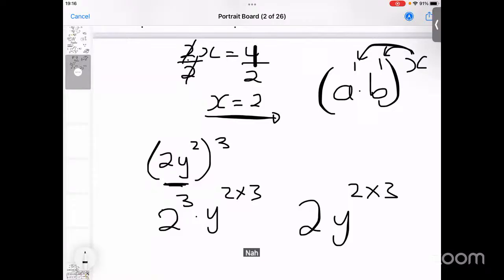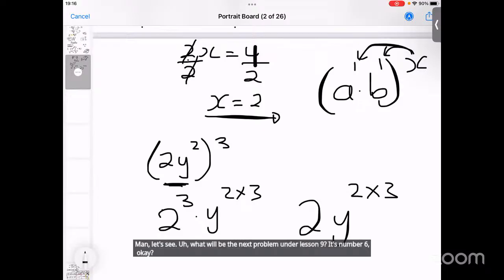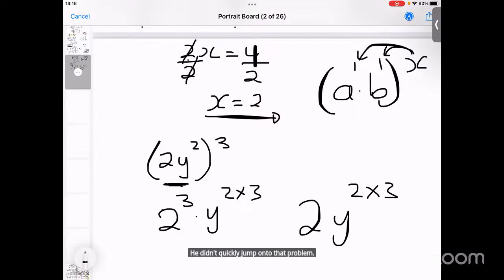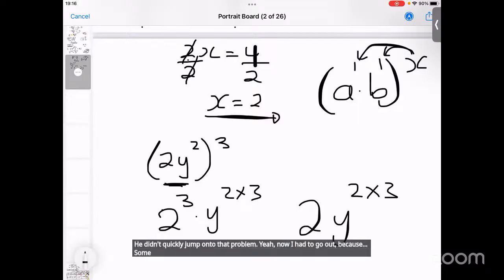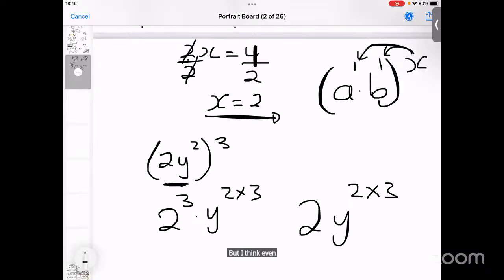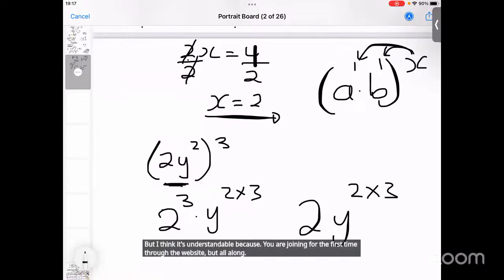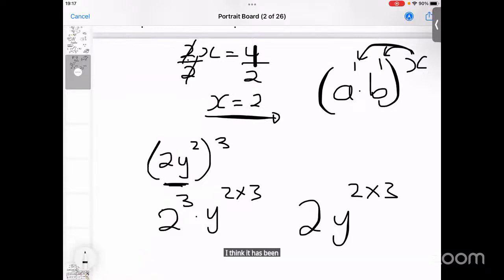Then let's see, what will be the next problem under lesson 9? It's number 6. Let me quickly jump onto that problem. Yeah, now I had to go out because someone was saying they're struggling to join. But I think it's understandable because you are joining for the first time through the website. But all along, I think it has been me sending the link in the group.